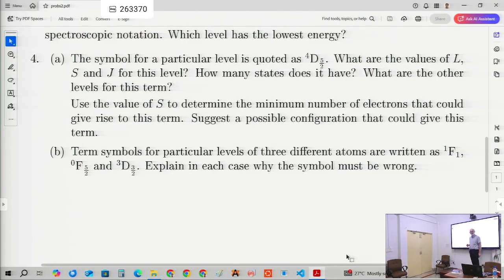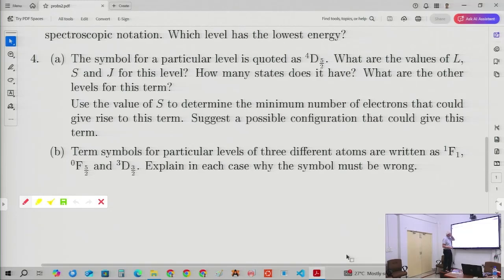Gentleman next to her. Triplet D 3 halves. What's the problem here? So D means L equals 2. 3 means S equals 1. So S equals 1 is an integer. You can't get a half integer. Okay? So those are all silly numbers. Let us put down a term to see if people can spot why they're not right.